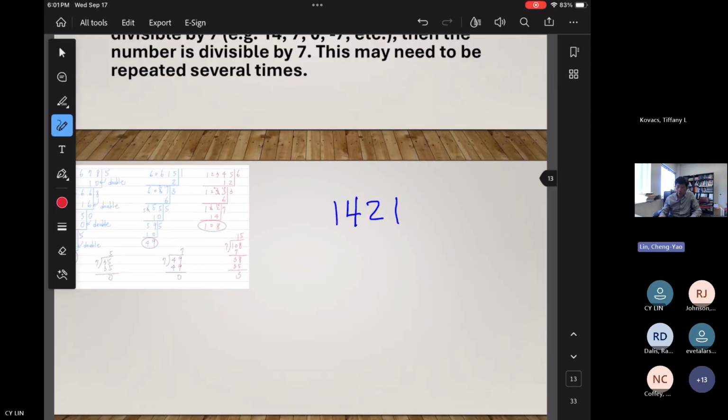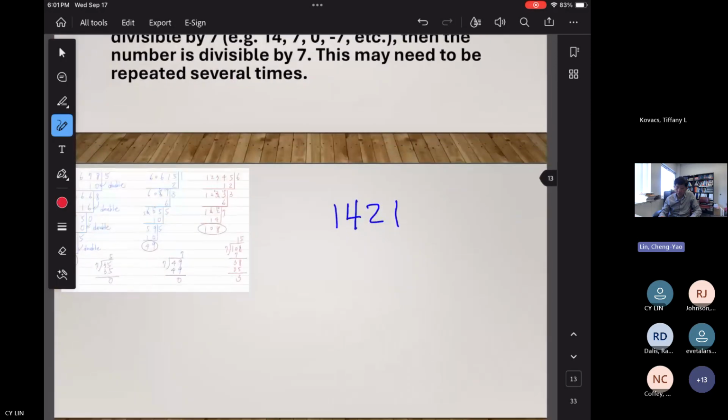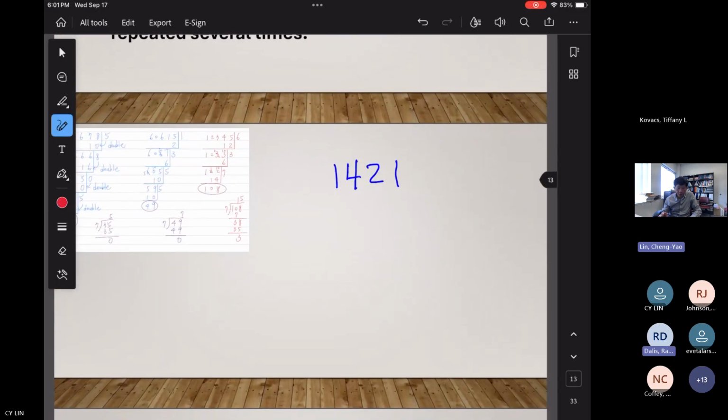This is what we say. You want to take the last digit off. So take the last digit. The last digit is how many? It is 1, right? We double it, times 2. I put 2 here. Take this number off and subtract.